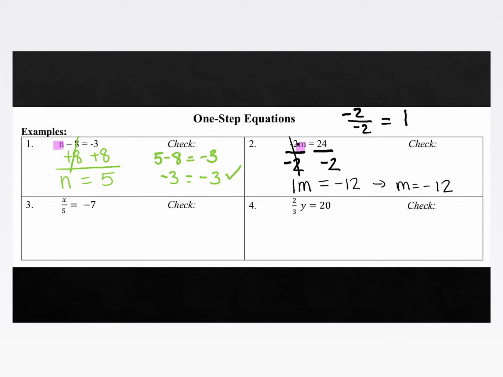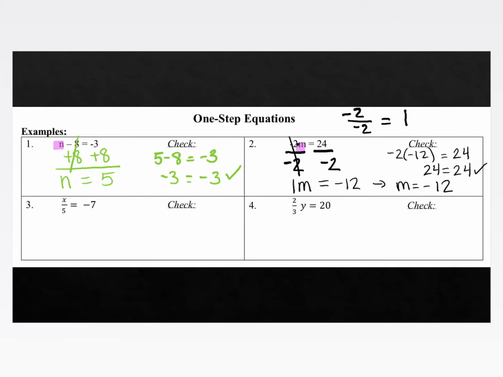Now if we want to check our answer, we can plug negative 12 in for m in the original equation. So we have negative 2 times negative 12 should give us positive 24. Since a negative times a negative gives us a positive, 24 equals 24.